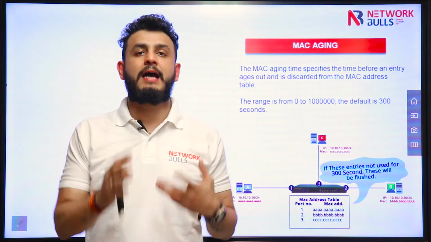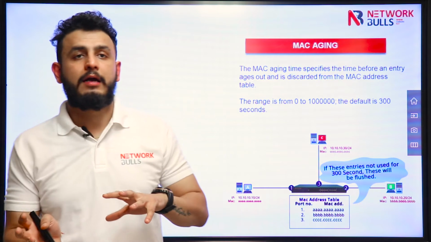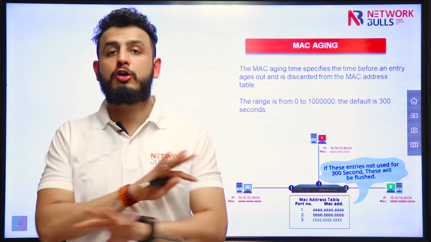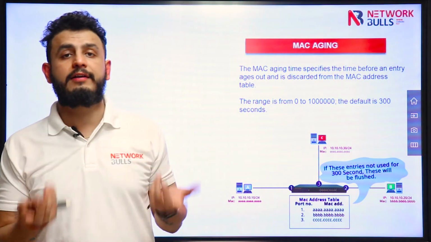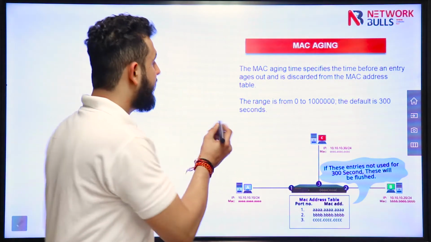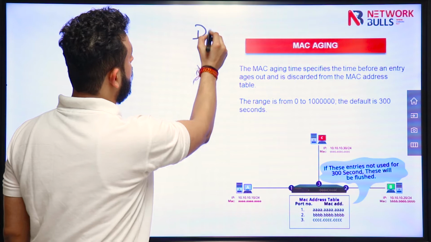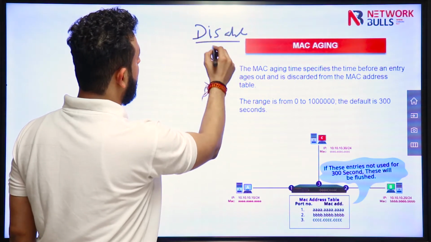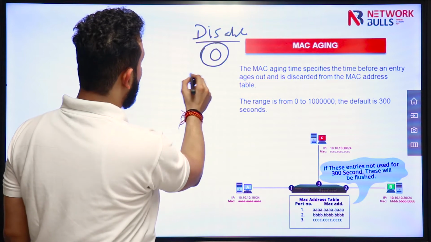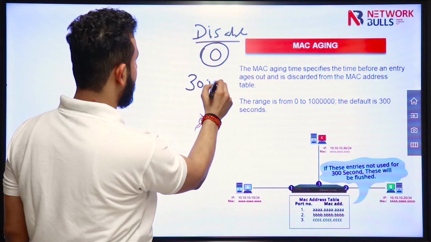It means if the switch has learned some MAC addresses and those particular users are not communicating now, the switch will delete those entries after 300 seconds. So we can disable that particular aging also. To disable the aging, you should set the value to 0. By default, the value is 300 seconds.